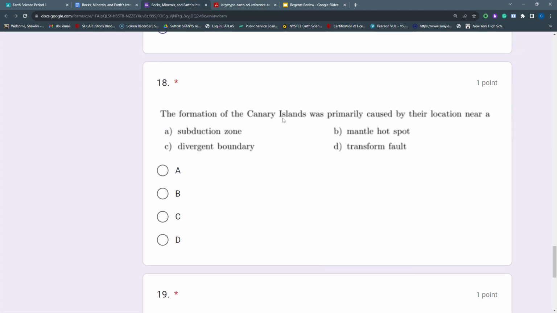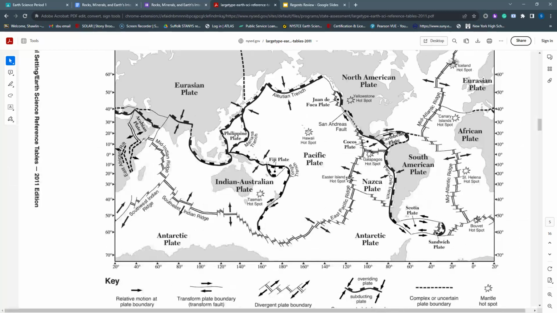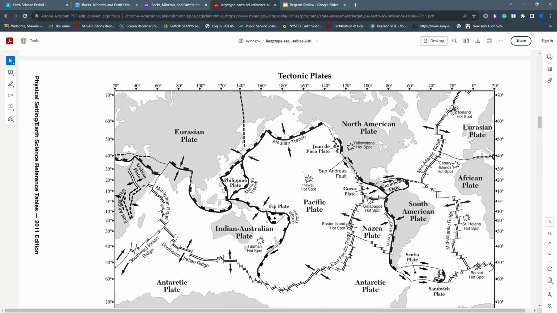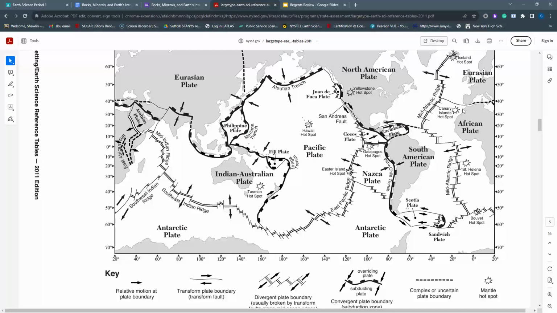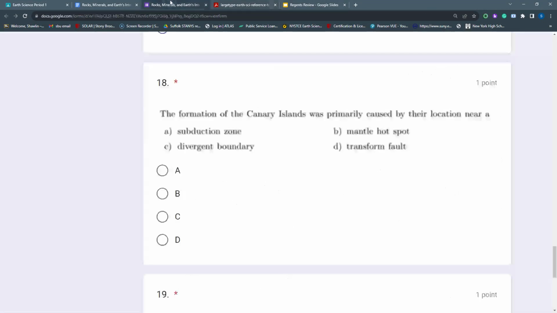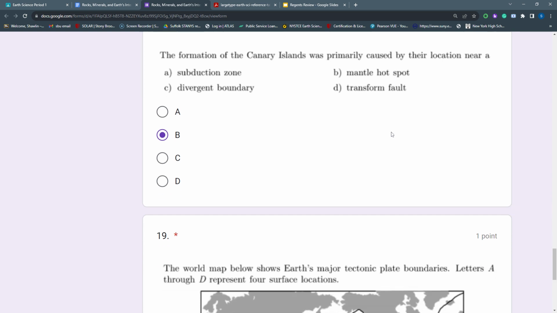All right, 18. The formation of Canary Islands are primarily caused by their location near A. Let's find Canary Islands here. Notice that Canary Islands is right here, and that means Canary Island is a hotspot. It has this symbol. So that's why the correct answer is B. The formation of Canary Islands are primarily caused by their location near a hotspot.